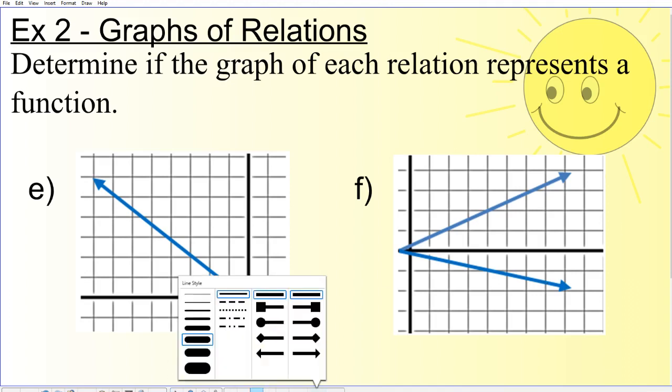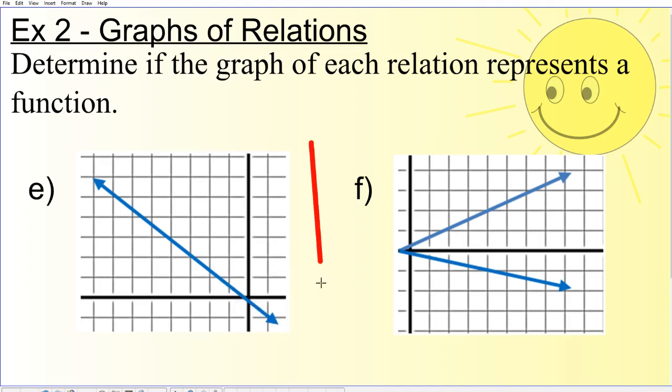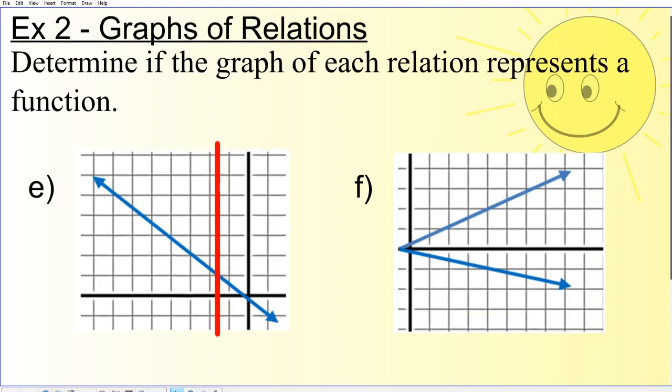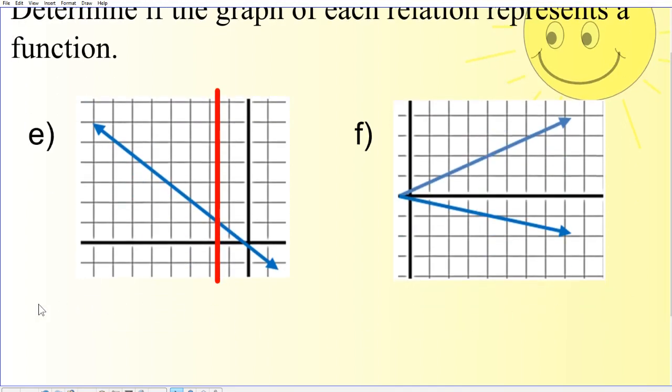Alright, so I'm getting my vertical line out here. There he is. So letter E, does it pass the vertical line test? Yes. My line only touches this line at one place at a time. This is a function. So I'm going to put yes, function.